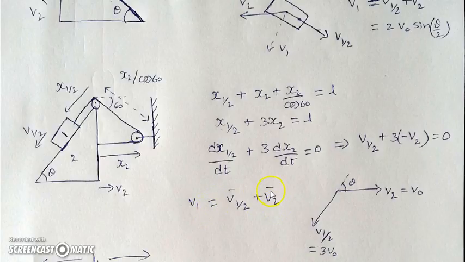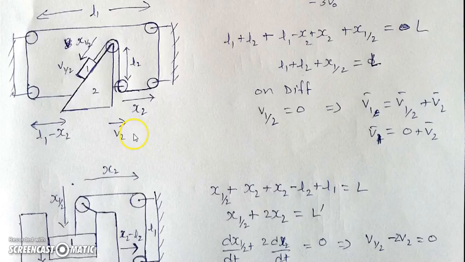And again, v1 will be the velocity of 1 with respect to 2 plus the velocity of 2. Velocity of 2 is there, velocity of 1 with respect to 2 is there. We can get the result by just using vector addition. Another similar example is there, you can have a look at the example.